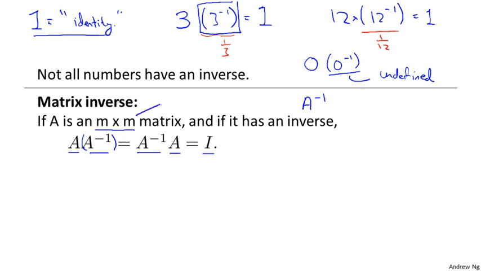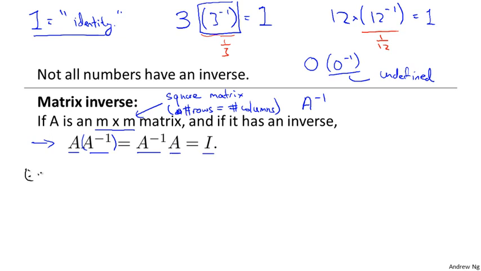A matrix that is m by m is also called a square matrix. It's called square because the number of rows is equal to the number of columns. And it turns out only square matrices have inverses. So if A is a square matrix, so it's m by m, and if it has an inverse, then it satisfies this equation over here. Let's look at a concrete example.